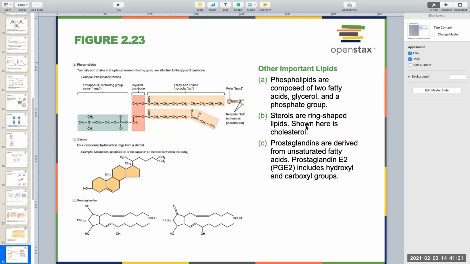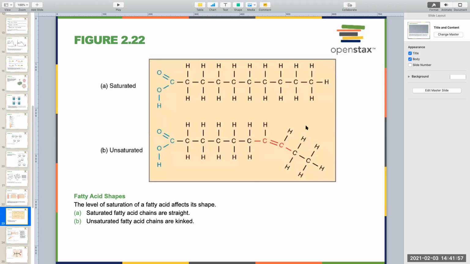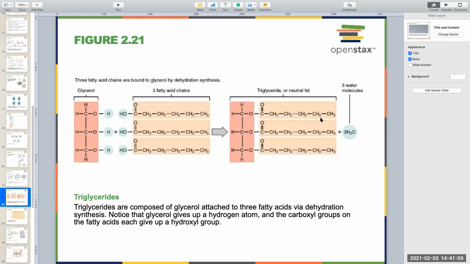We also have steroids, and we also have phospholipids, which we'll all talk about. So let's start off with triglycerides. When we talk about triglycerides, the shape always comes into the conversation.